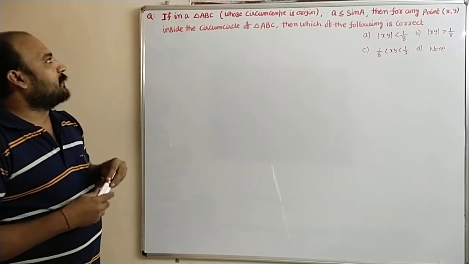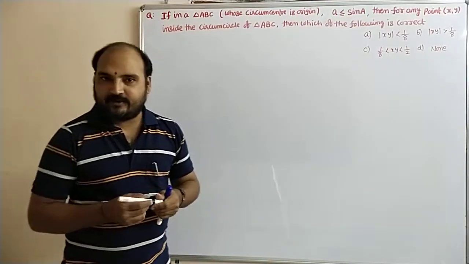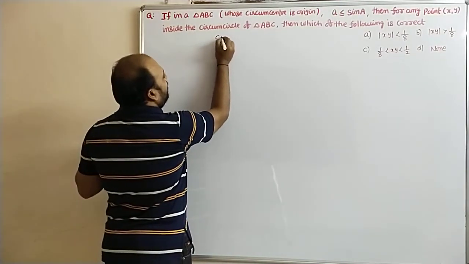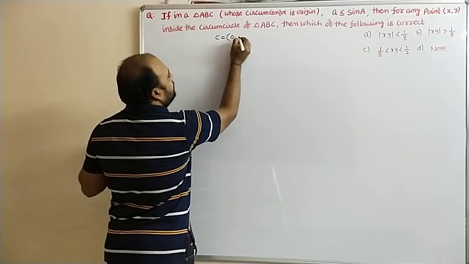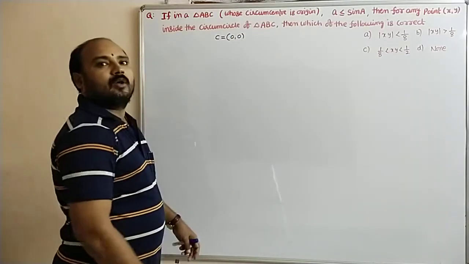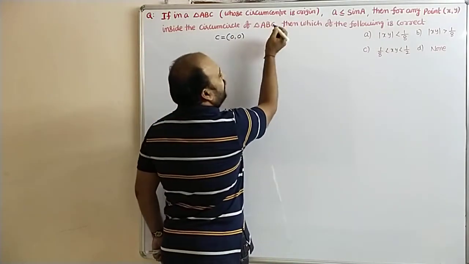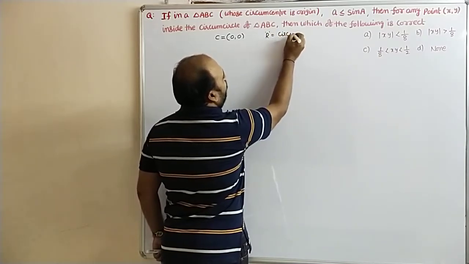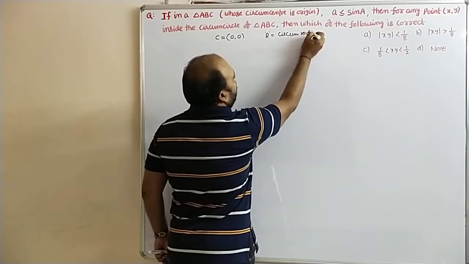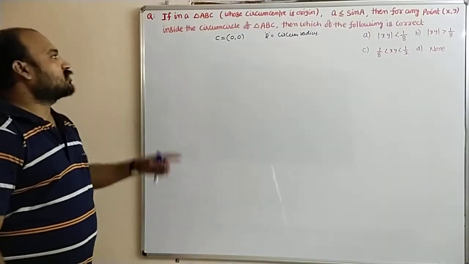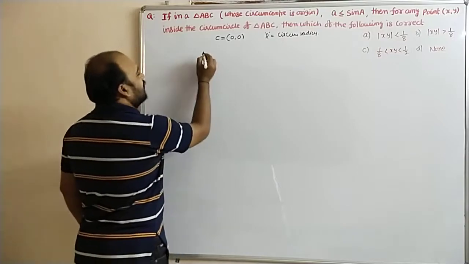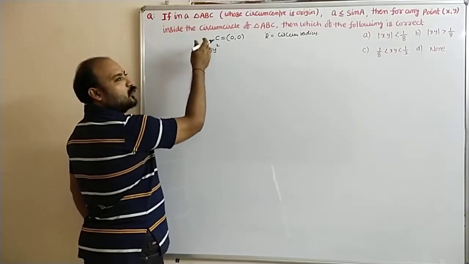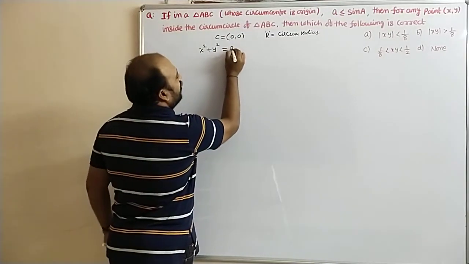If in a triangle ABC whose circumcenter is origin, so the center of the circumcircle is origin. Radius, obviously we are assuming that the circumradius is denoted by capital R. Center and radius, we know the equation of circle: (x minus 0) whole square plus (y minus 0) whole square equal to R square.